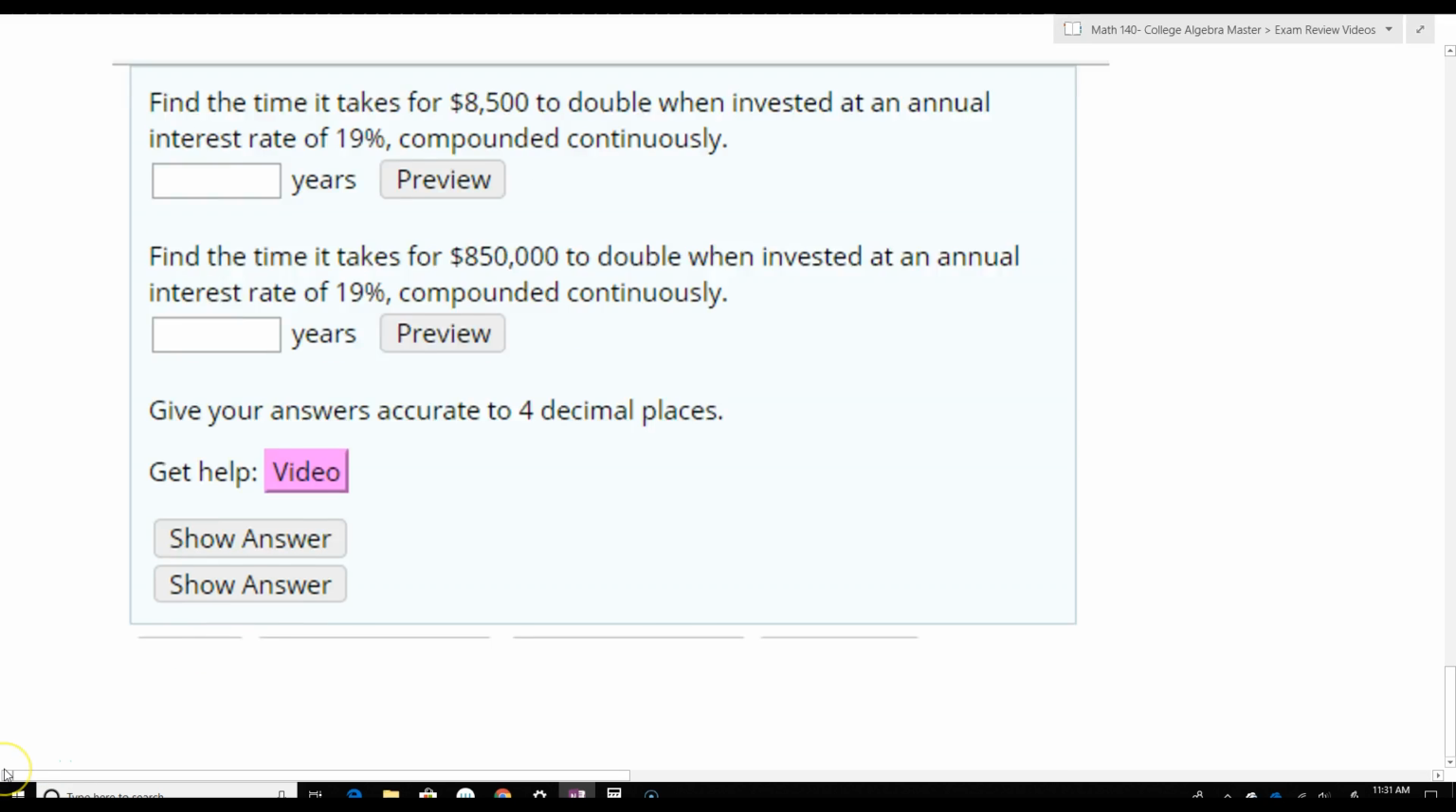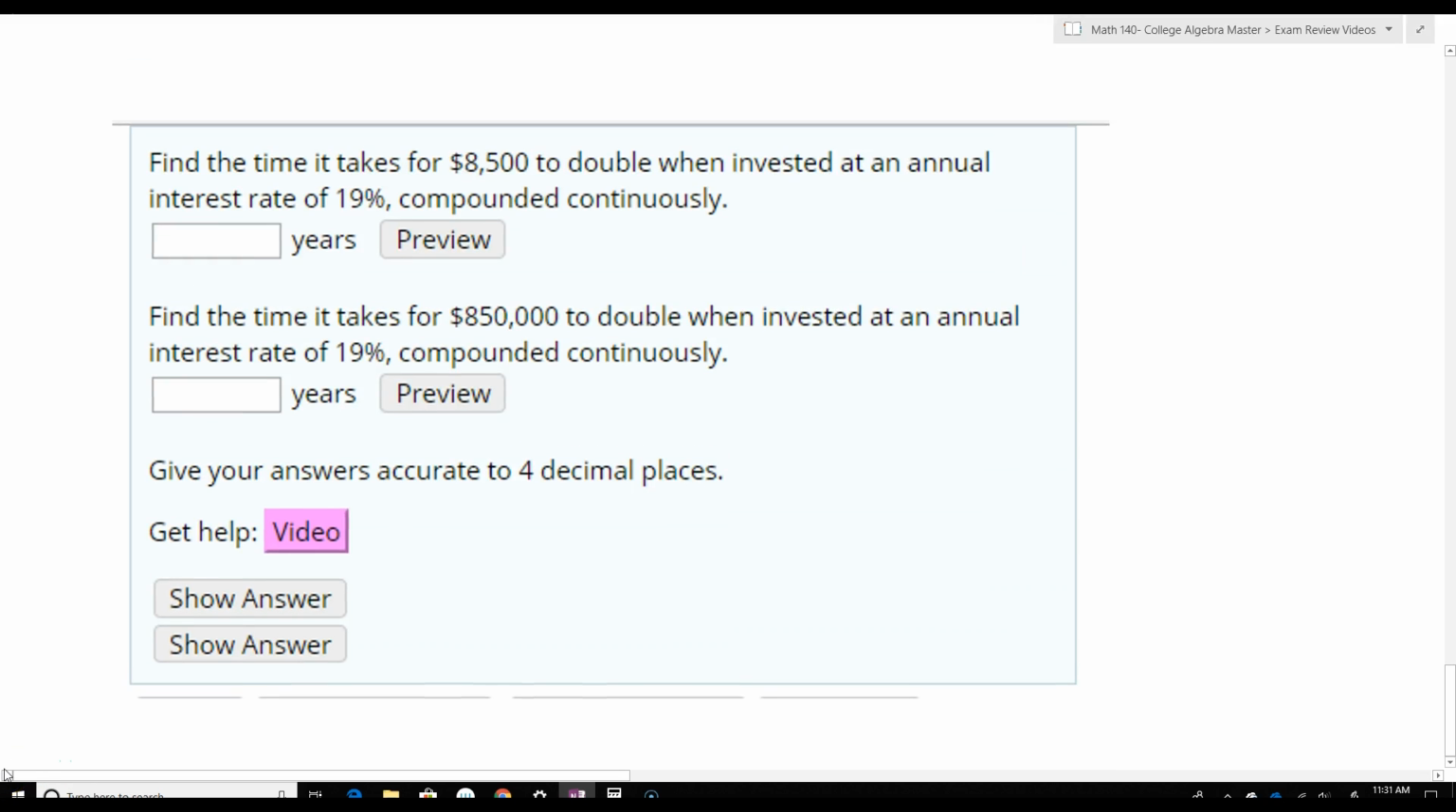All right, so here's another one of these exponential problems. Again, this one has to do with money, and it was one of the ones that was somewhat commonly missed. So I want to go over it, discuss what it is that I'm looking for, and also help you to solve these because it's definitely something that could possibly come up.